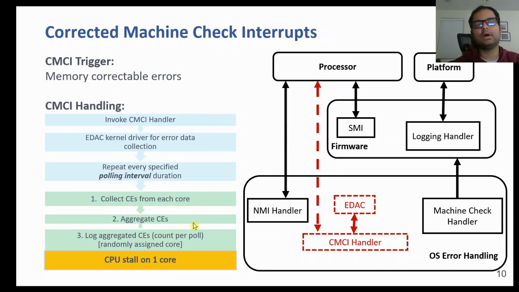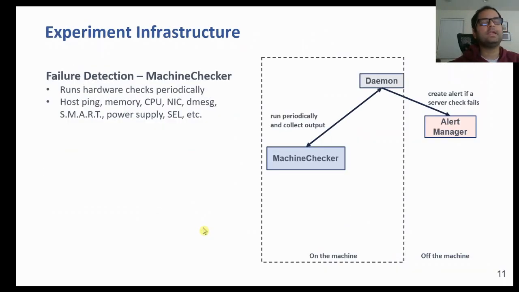Before we go further into our experimental observations and results, let's take a step back and look at our infrastructure health monitoring setup and try to understand how that fits into the overall picture. The experimental infrastructure at Facebook runs failure detection by using a daemon on the machine called machine checker. This runs periodically and collects the output. This machine checker tool does checks for memory, CPU, NIC, and different hardware components.